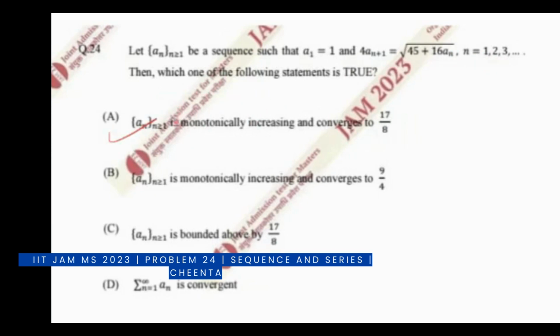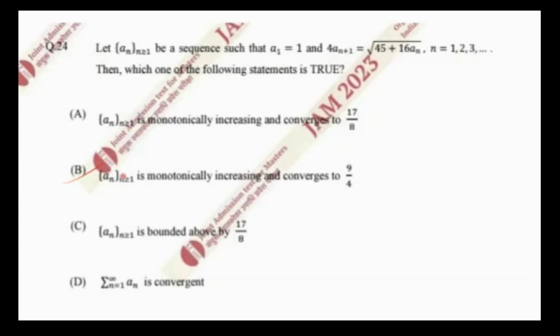Whether a_n is monotonically increasing and converges to 17 by 8, whether a_n is monotonically increasing and converges to 9 by 4, whether a_n is bounded by 17 by 8, or whether the series a_n is convergent. Now let us begin with the solution part.